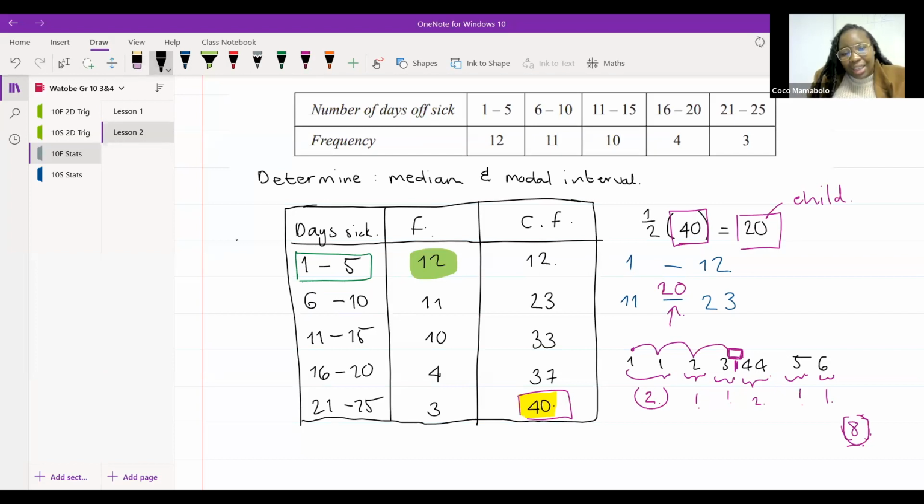All we know is that the number of days that this child was sick was in between 6 and 10 days. So that's why we're saying if the median child is the 20th child, the 20th child was sick for between 6 and 7 days. Am I making sense? Okay, makes much more sense now.